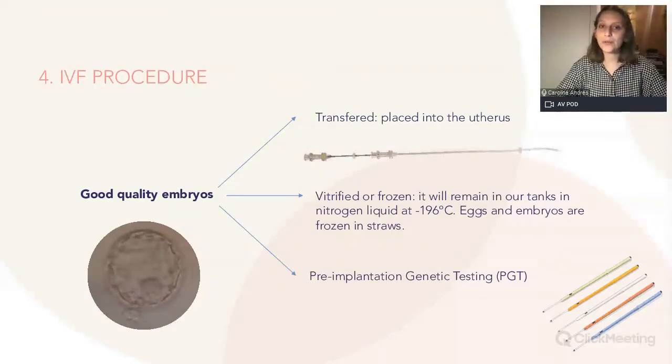Vitrification is a very rapid freezing where embryos are maintained at -196 degrees in our liquid nitrogen, and when they are needed, we will thaw them and use them for the transfer, for example. And finally, one of the last uses would be to analyze the embryos genetically, so perform the pre-implantation genetic testing, which I'm going to cover during the following slides.